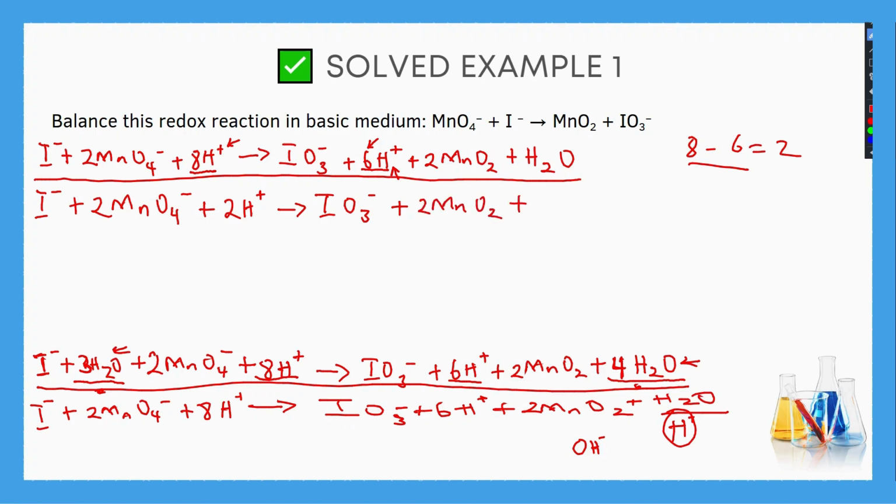2MnO2 + H2O. Now, why did I do this cancelling out? So that our next step will not be too complicated. If I didn't do this step, we'll still arrive at our correct answer. But I did that so that our next step will not be complicated.